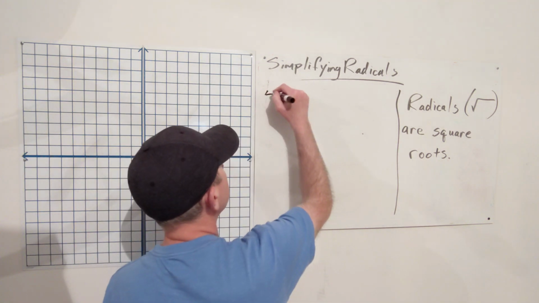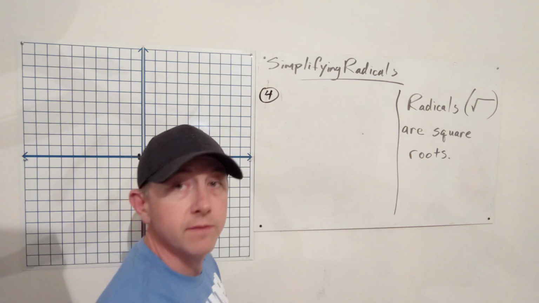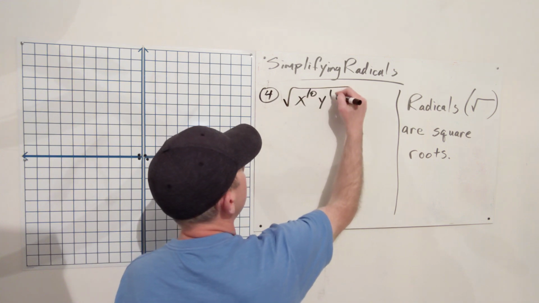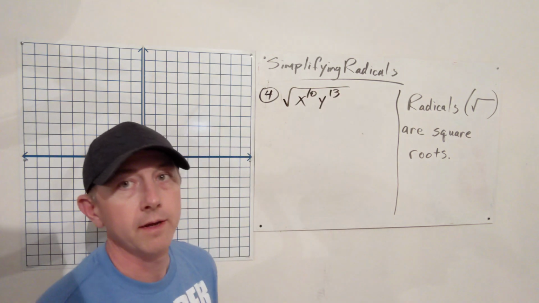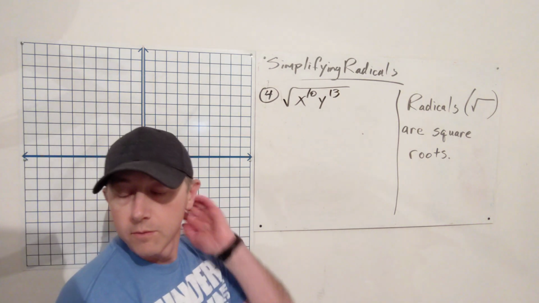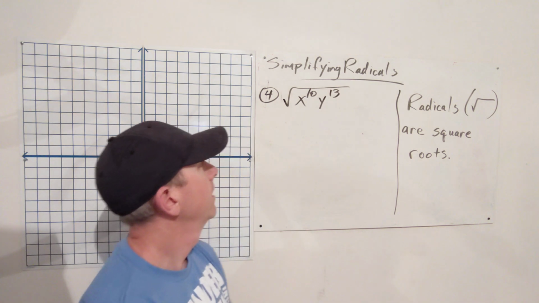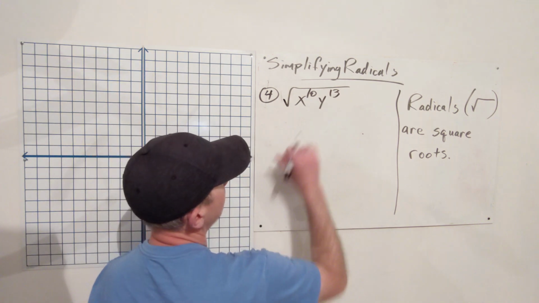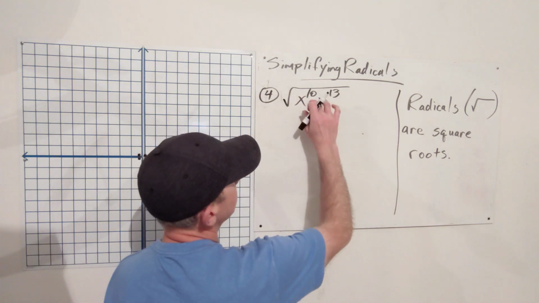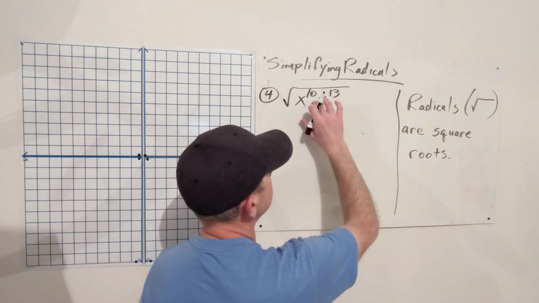Now with number 4, this time we have some variables. So we got the square root of x to the 10th, y to the 13th. Okay, so we did 2 of them on here now for radicals with exponents. So if you recall, exponents have their own special set of rules. And so because of that, our rule for exponents is that we can take half of it, because the square root, it's not the square root of 10 that we're taking, it's the square root of x to the 10th.